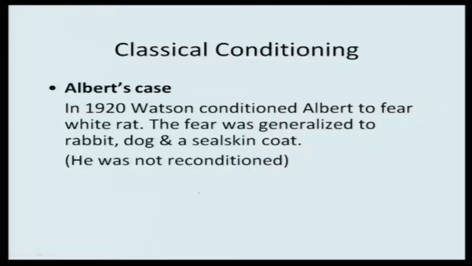Watson in 1920 tried to condition a human baby named Albert, and in all books of psychology you will find Albert's case. Albert was basically conditioned to fear white rats. What actually happened was, Albert, the small baby, would crawl to a soft toy, and the moment Albert was about to hold the soft toy, Watson would create a big, uproarious sound in the lab. This was repeated a couple of times, and the human baby, Albert, started getting scared of that furry toy.